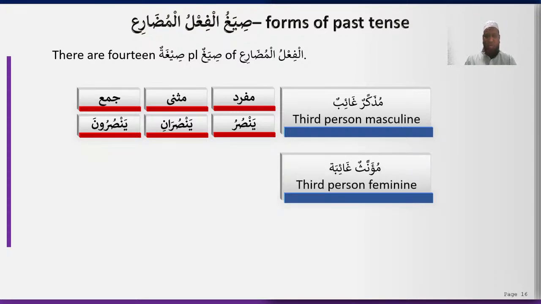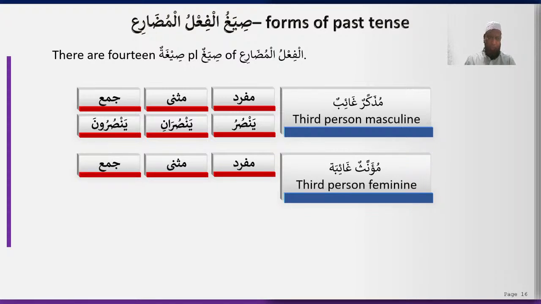Next, we look at muannas ghaiba, third person. Again, three forms for mufrad, for muthanna, and for jama'. Now we need one of the huruf al-mudari'. Remember that ta is always for muannas. So use the ta. Tansuru. Again, it is marfu' وعلامة رفعه الضمة ظاهرة.